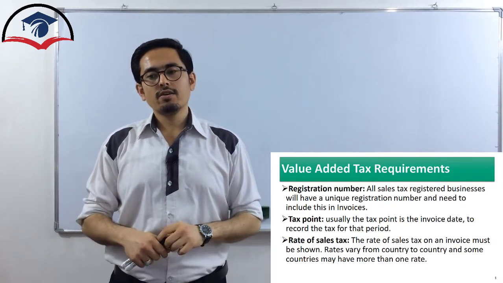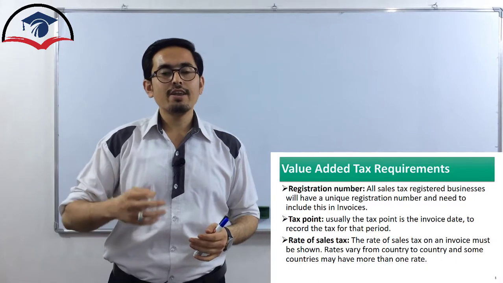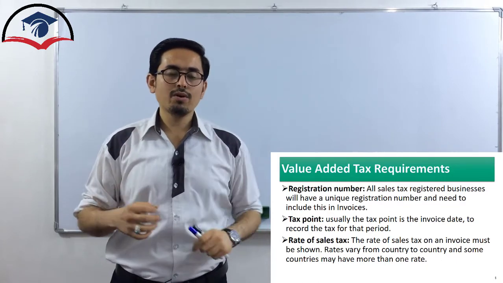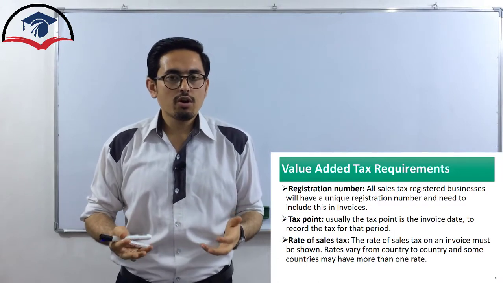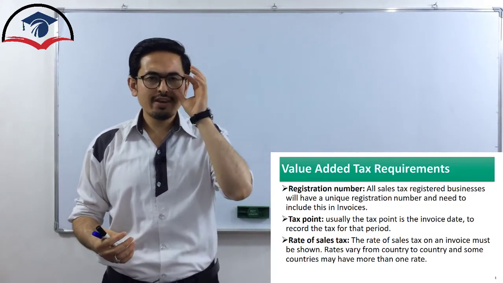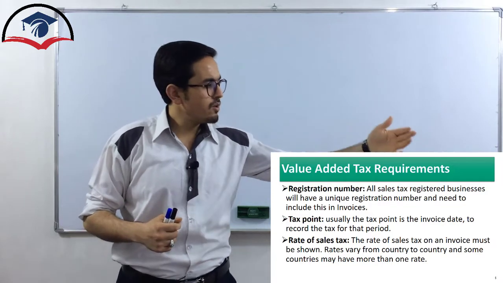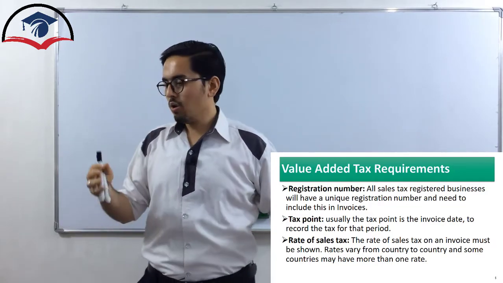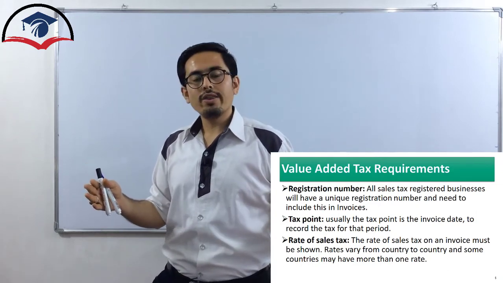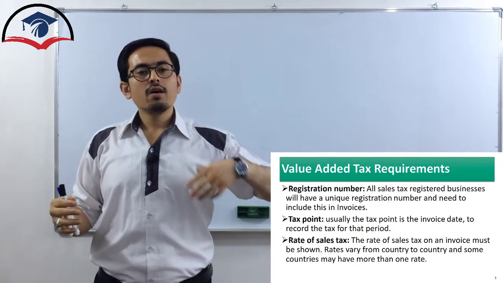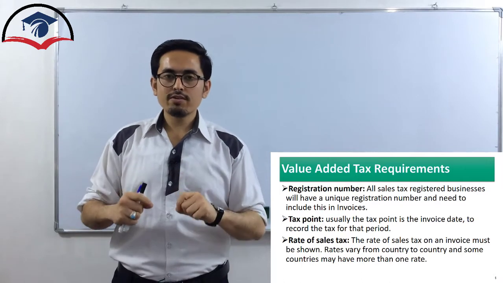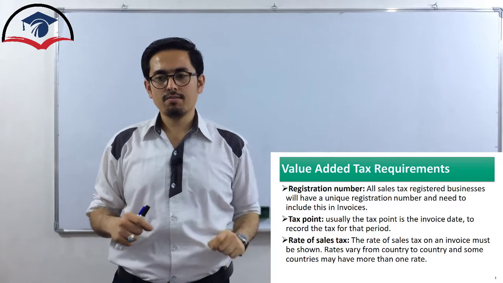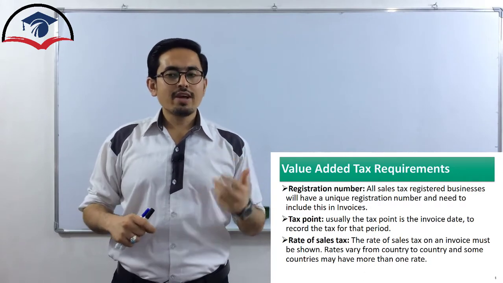The tax point. Usually the tax point is the invoice date, to record the tax for that period. What does it mean? When should the company record the tax? In the period in which the goods are delivered, on the invoice date, or at the time when the actual payment is done. In most countries, as per the rules and regulations, the tax point should be the invoice date.